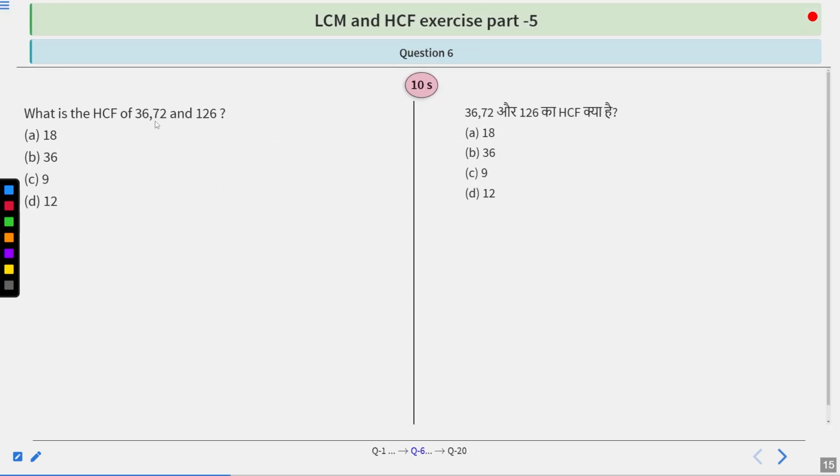What is the HCF of 36, 72, and 126? And options are 18, 36, 9, and 12. These are the options.